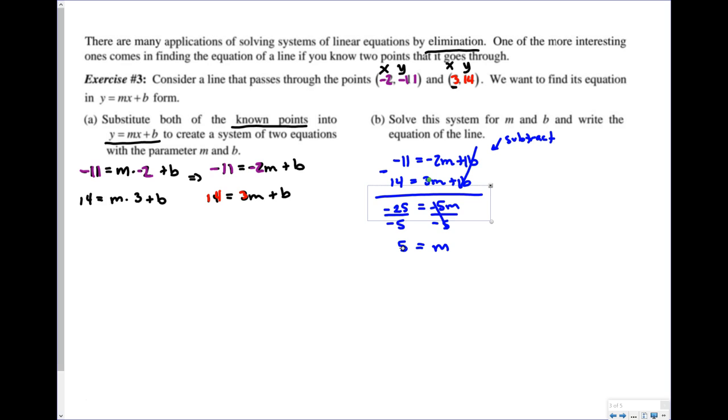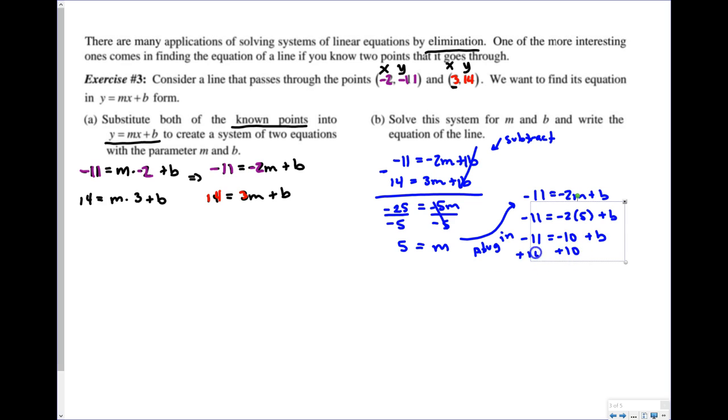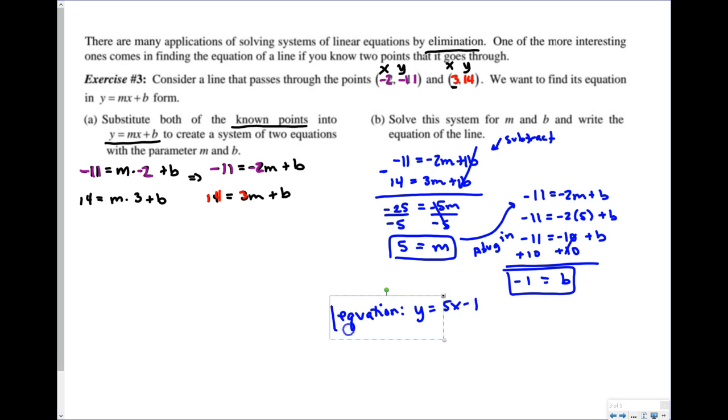Now that I know my m, I can do what I always do and plug it into the other equation to find b. So I'm just going to pick the first one, -11 equals -2m plus b, plug in 5 for m, and solve for b. So I get -11 equals -10 plus b, add 10 to both sides, and you get that b equals -1. So if m equals 5 and b equals -1, my equation that passes through those two original points is going to be y equals 5x minus 1.